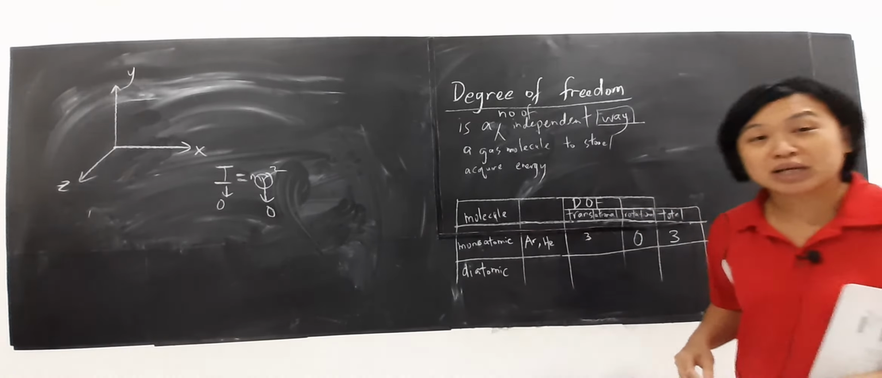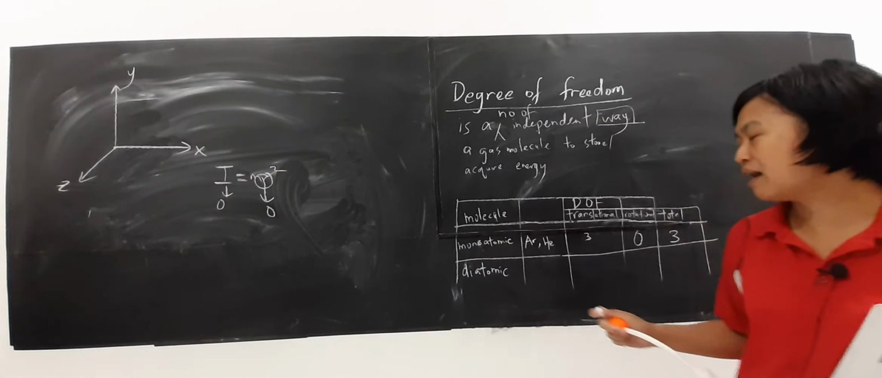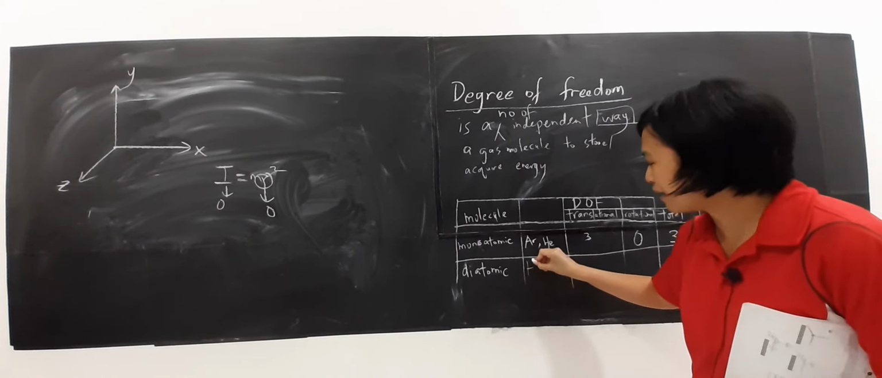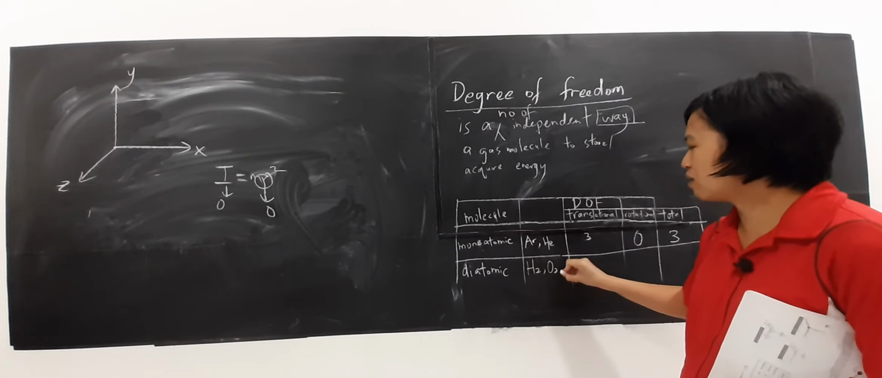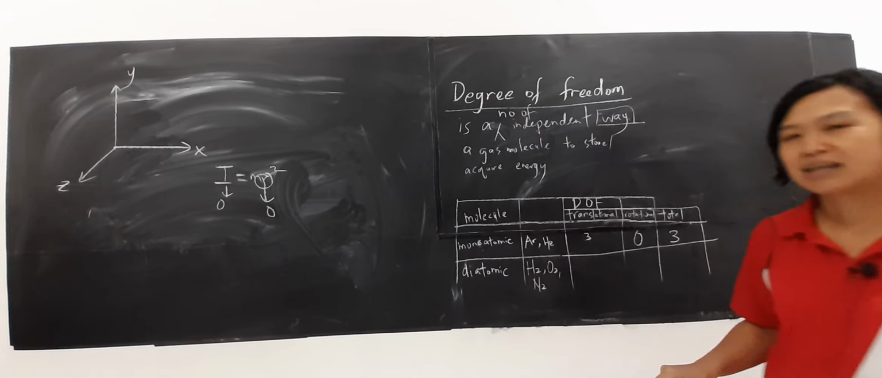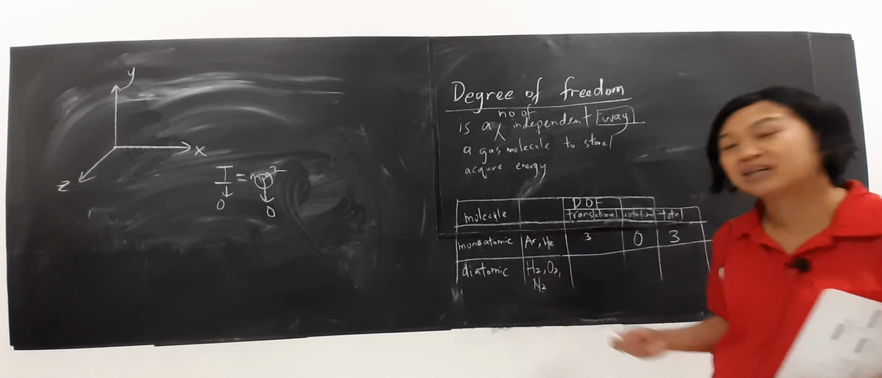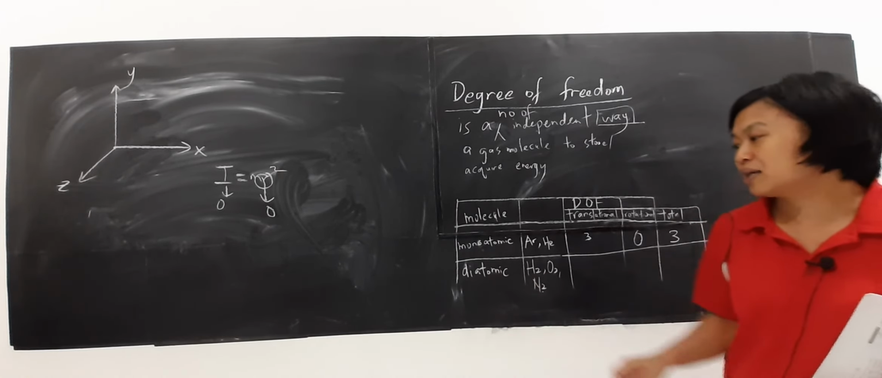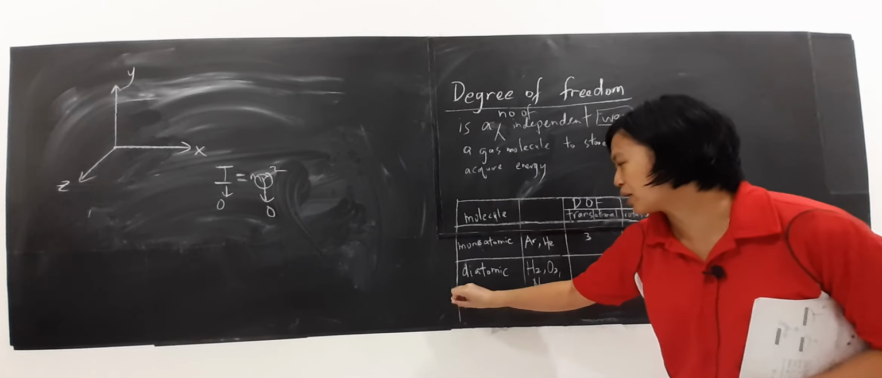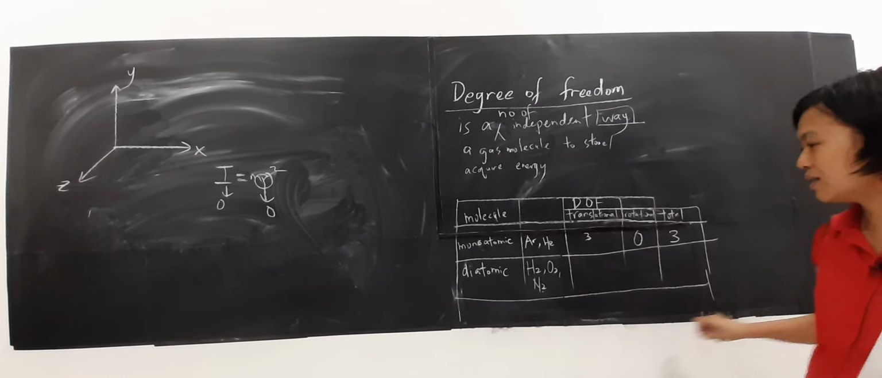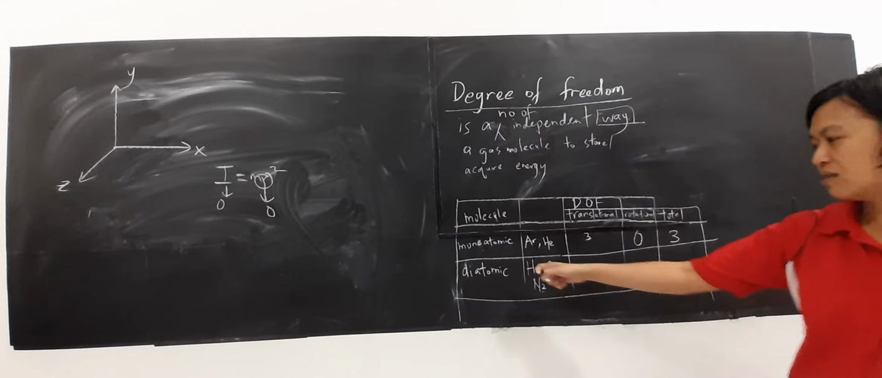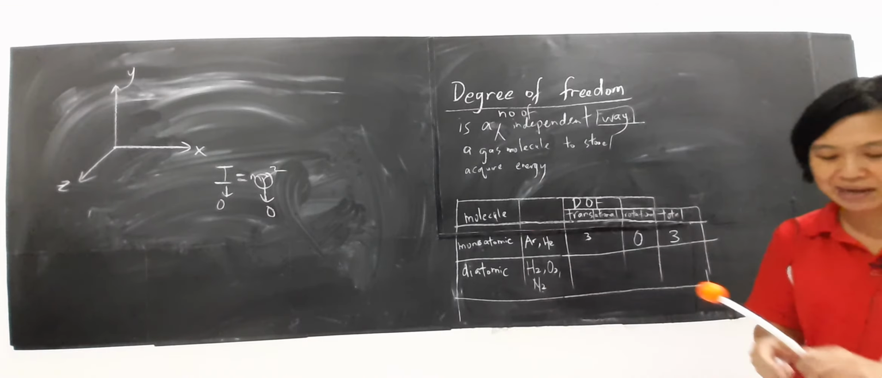Jadi mana-mana molekul yang ada 2 atom bergabung bersama, for example hydrogen, oxygen or nitrogen. Okay, semua ini 2 simbol dia begini ya. So this one we say this one diatomic molecule. Okay, so what does it mean? Maksudnya contohnya diatomic molecule.